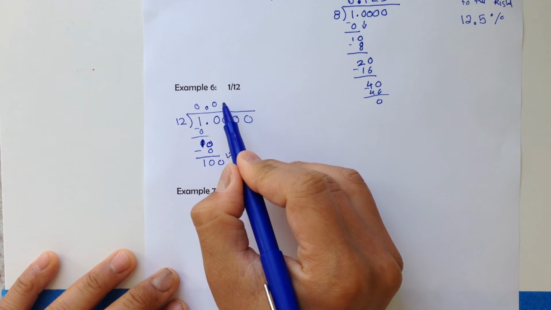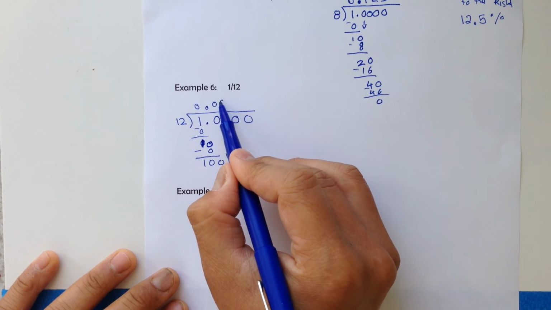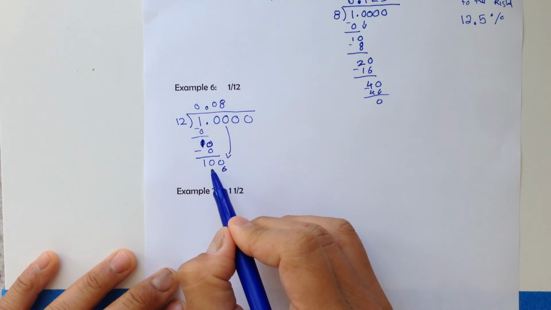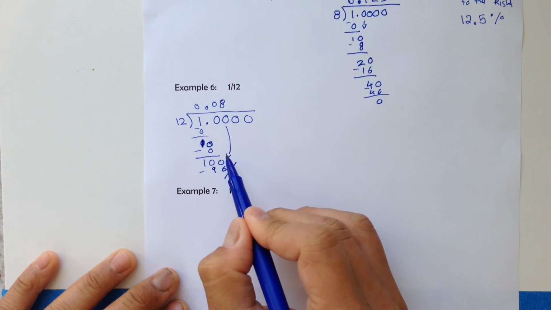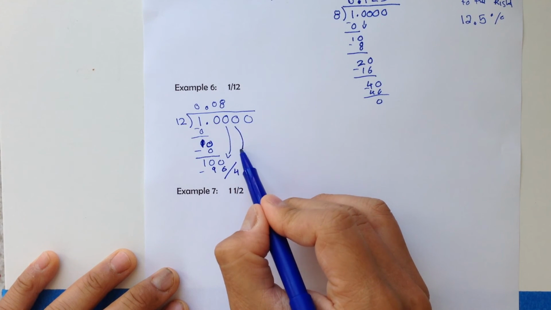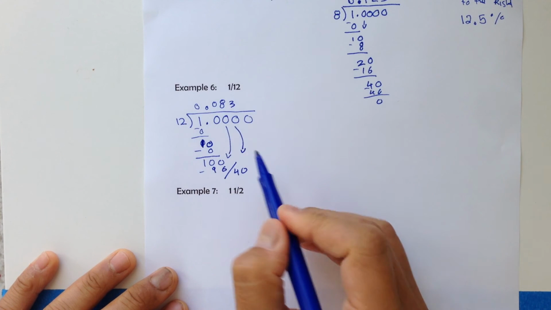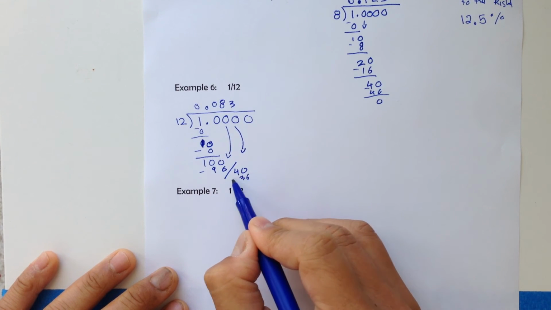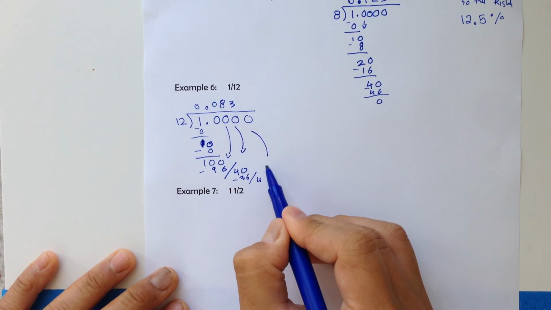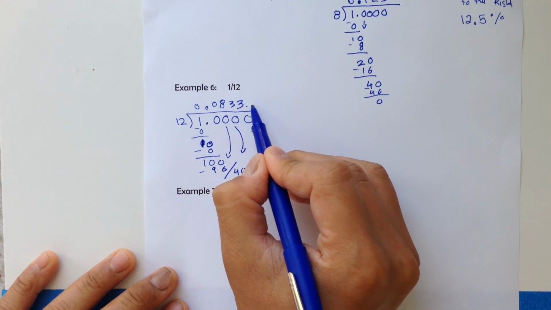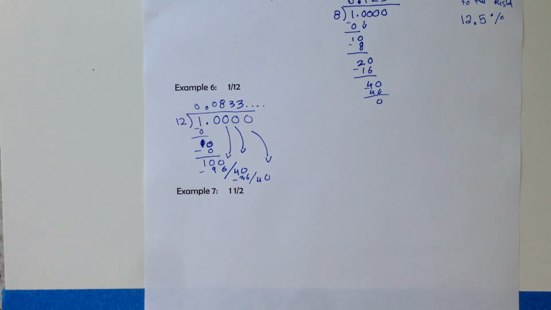12 goes into 100 8 times. 8 times 2 is 16. 8 times 1 is 8, with the remainder of 1 is 9. I have a remainder of 4. Bring down my next 0. 12 goes into 40 3 times. 3 times 12, 36. Subtract. I have a remainder of 4. Bring down the next 0. So I realize that there's a pattern. It's going to be 0.08333 because it keeps having a remainder of 4.